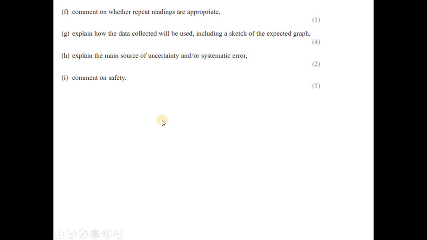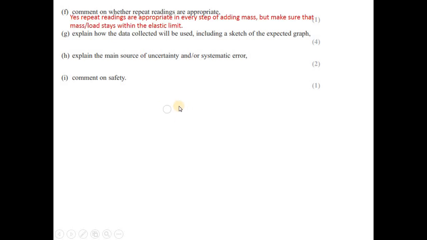F, comment on whether repeat readings are appropriate. So you have two choices to say about that experiment. You can say that yes, it is appropriate to repeat the reading, measuring the extension by repeating the hanging mass, but you need to be careful that the mass stays within the elastic limit, then the repeated reading is appropriate. But if there is a chance of permanent deformation, then repeat reading is not appropriate. So it's up to you how you write and how you justify. So that's how you can write one of the options, that repeat readings are appropriate in every step when you add the mass, but make sure that the load stays within the limit.